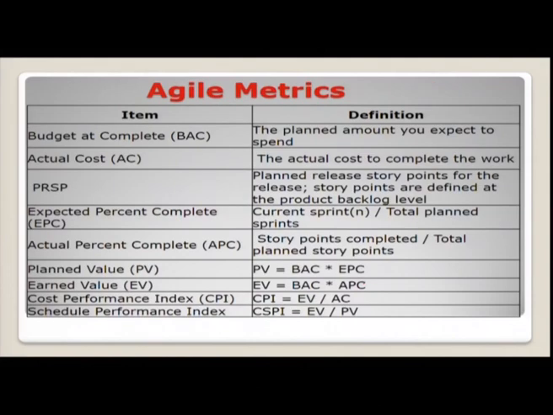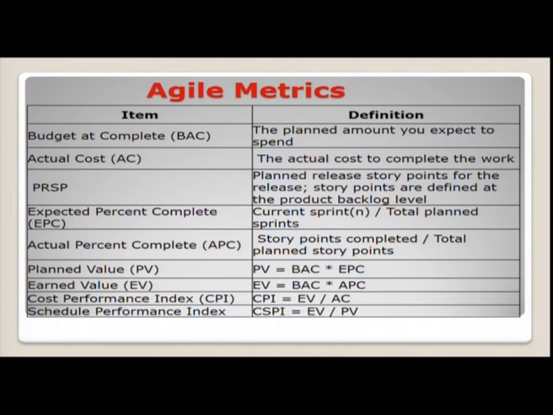It is budget at complete, the planned amount you expect to spend. Actual cost is the actual cost to complete the work. PRSP denotes planned release story points for the release; story points are defined at the product backlog level. EPC denotes expected % complete, current sprint divided by total planned sprints. Actual % complete, APC, denotes story points completed divided by total planned story points.